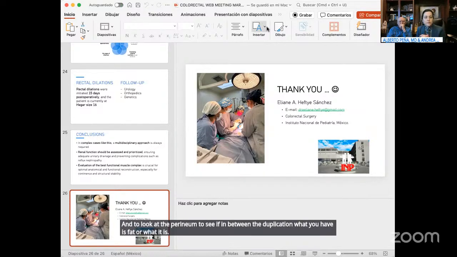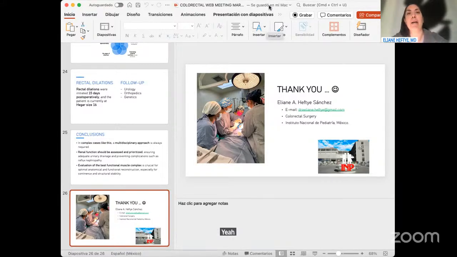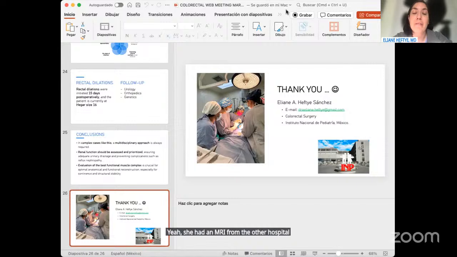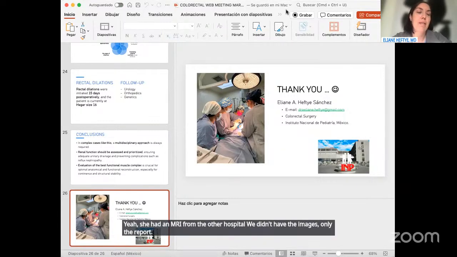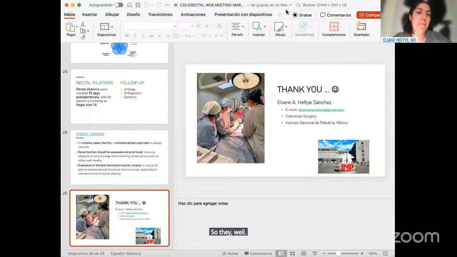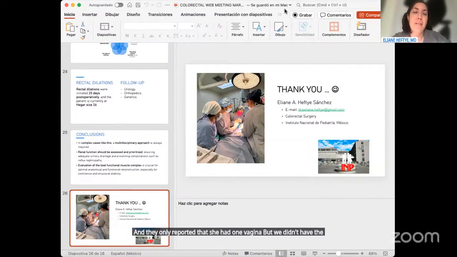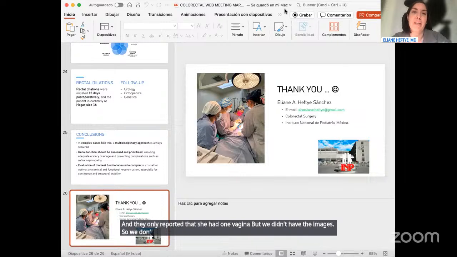Yeah, she had an MRI from the other hospital. We didn't have the images, only the report. The report said that the spine was okay, and they only reported that she had one vagina, but we didn't have the images, so we don't know that for sure.